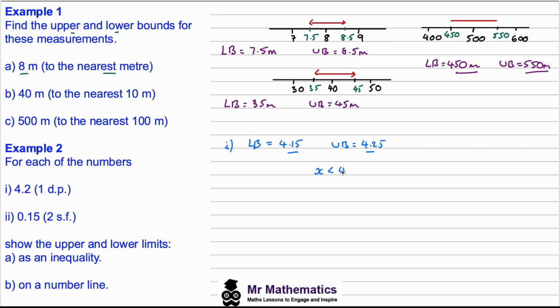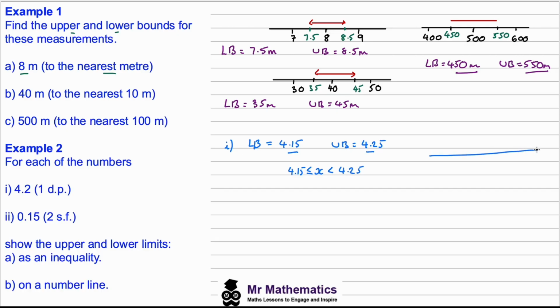If we let x be any number between the lower and the upper bounds, then x must be less than 4.25. This is writing it as an inequality. Now it can't be equal to 4.25 because if it was, it would be rounded to 4.3. So it has to be less than 4.25. It could, for instance, be 4.24999. This would still be rounded to 4.2. And x must also be greater than or equal to the 4.15. Now it can be equal to the 4.15 because this would still be rounded to 4.2. So this is the upper and lower bound as an inequality.